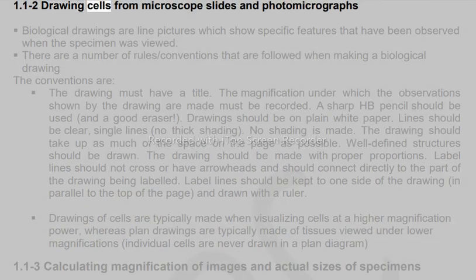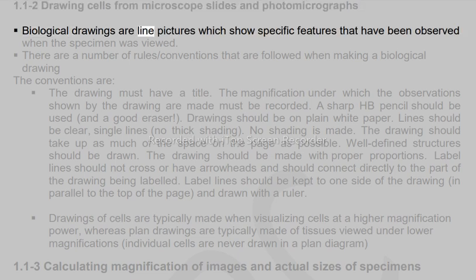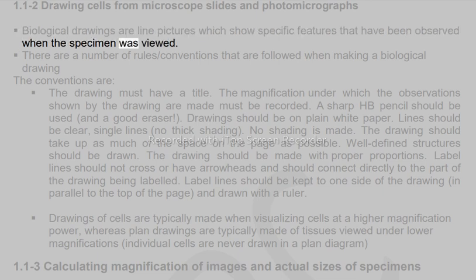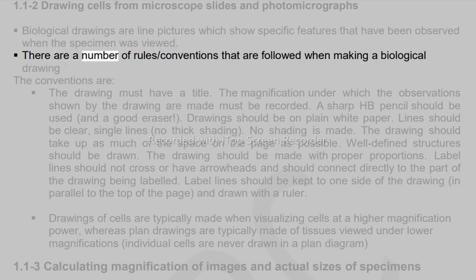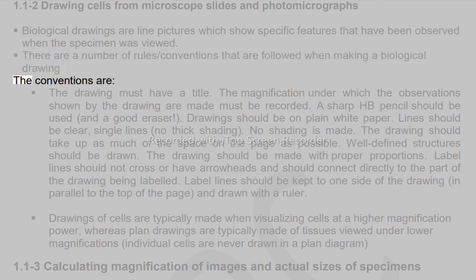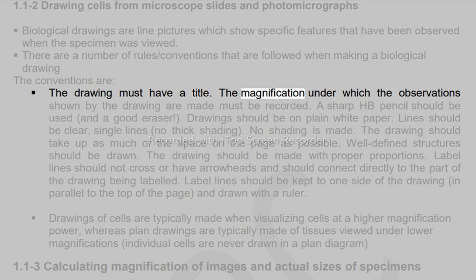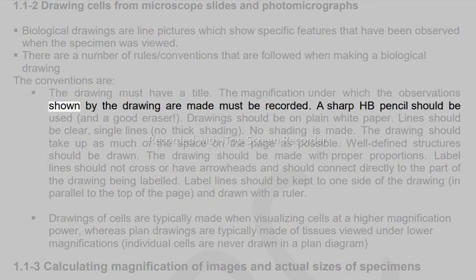1.1.2 Drawing cells from microscope slides and photomicrographs. Biological drawings are line pictures which show specific features that have been observed when the specimen was viewed. There are a number of rules or conventions that are followed when making a biological drawing. The conventions are: the drawing must have a title. The magnification under which the observations shown by the drawing are made must be recorded.